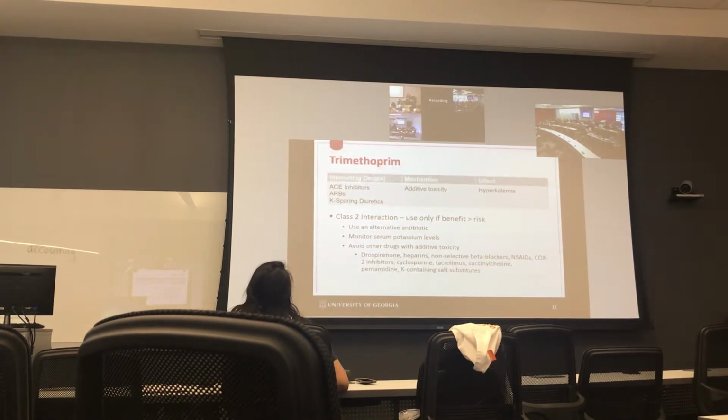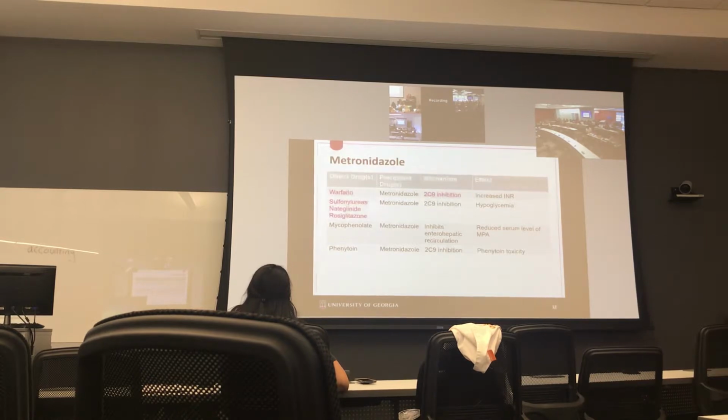All right, so moving along, our next agent is metronidazole. And metronidazole has several interactions due to 2C9 inhibition. So these interactions are similar to what we saw with sulfamethoxazole, since it also inhibits 2C9. So the combination with warfarin will result in an increased INR, risk of bleeding.